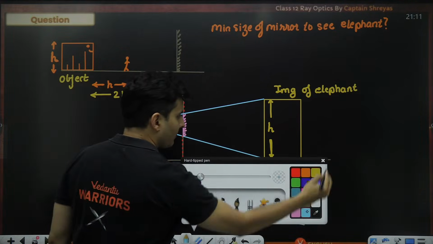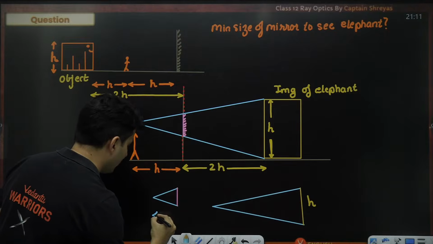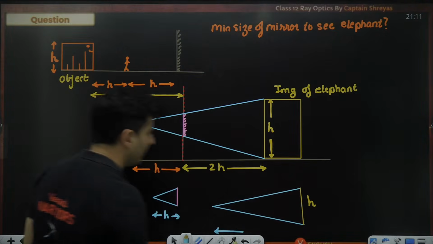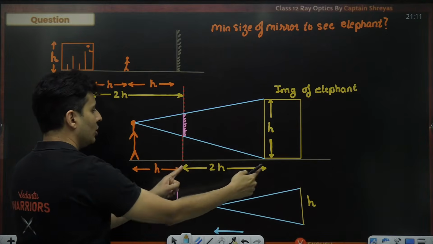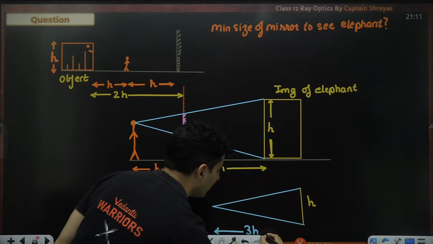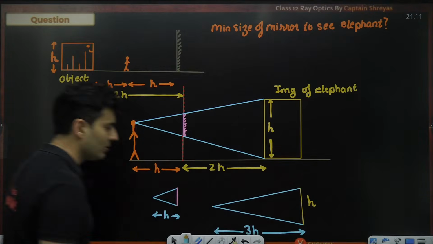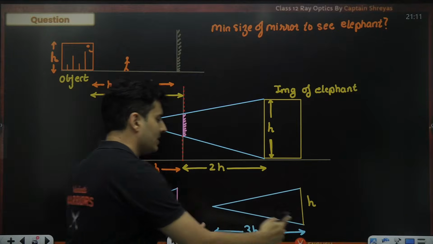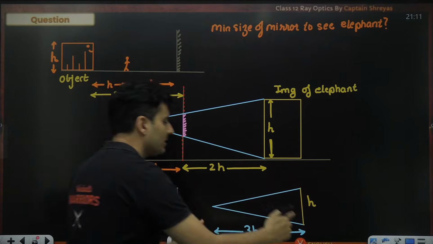So what is this one? This one is obviously H. Can you guess the height of this larger triangle? Large triangle, 2H and H. How much is this entire height? Obviously, that is going to be 3H. So this is 3H. Can you see that? Similarity of triangles. So if this is 1, this is 3. If this is H, this is 3H.